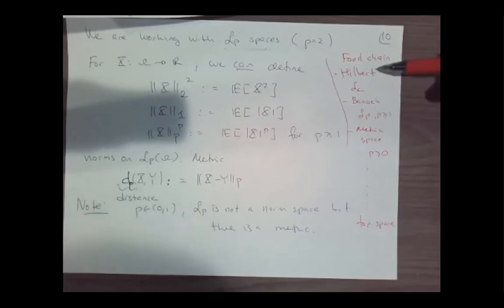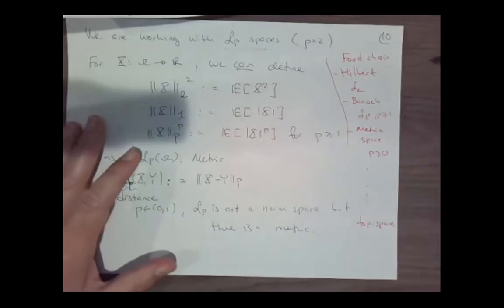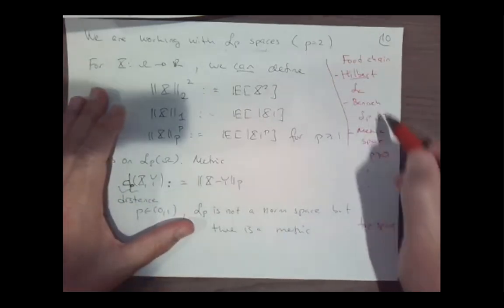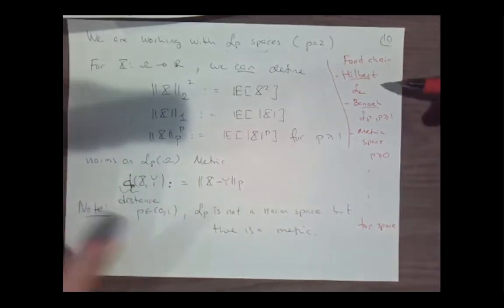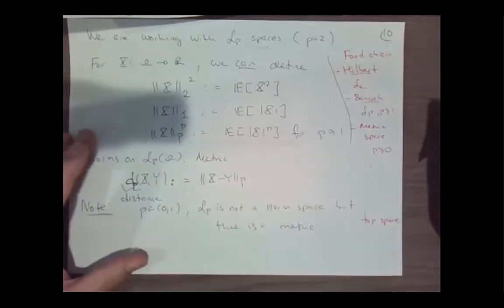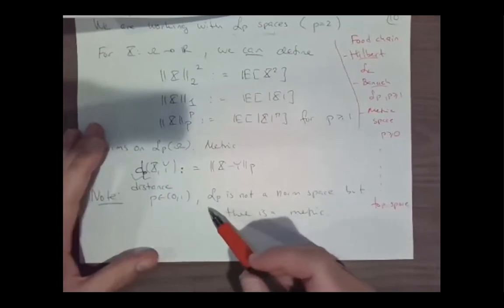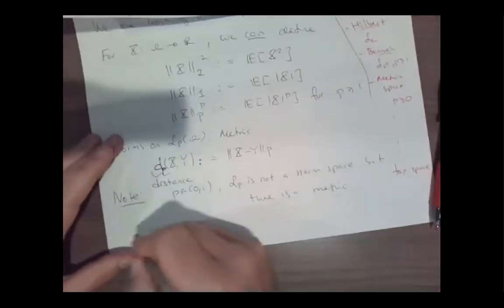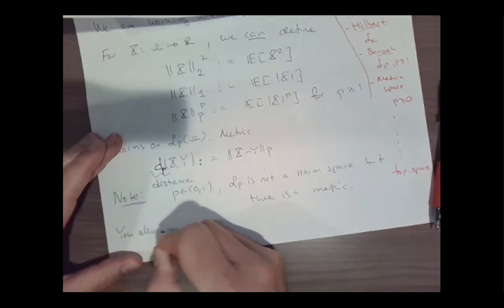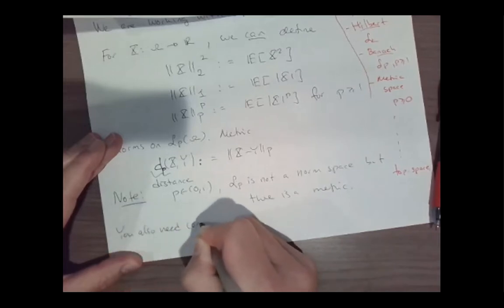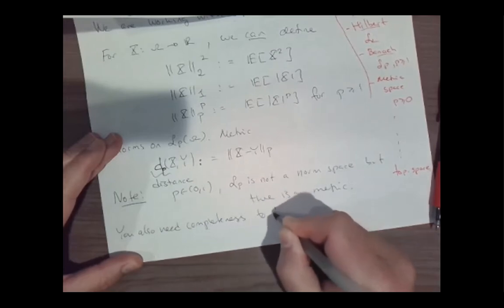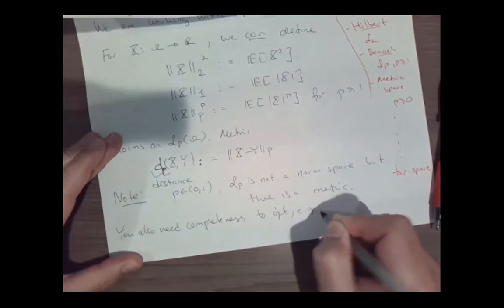I should also say, though this is taking us way off course now, that in this food chain there's more structure to it than just calling it a Hilbert or a Banach space. You also need completeness to get this thing to work, to get, for example, a Banach space.